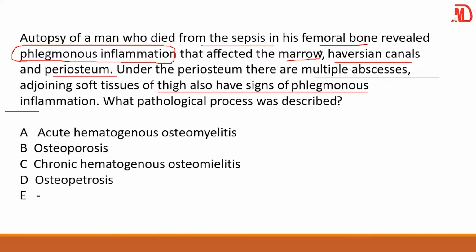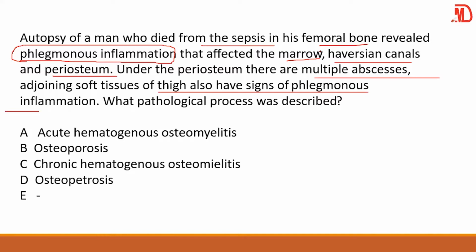When we say pyogenic, we're referring to a bacteria that can cause inflammation. So this is osteomyelitis. And osteomyelitis is inflammation of the bone that is caused by a pyogenic organism.